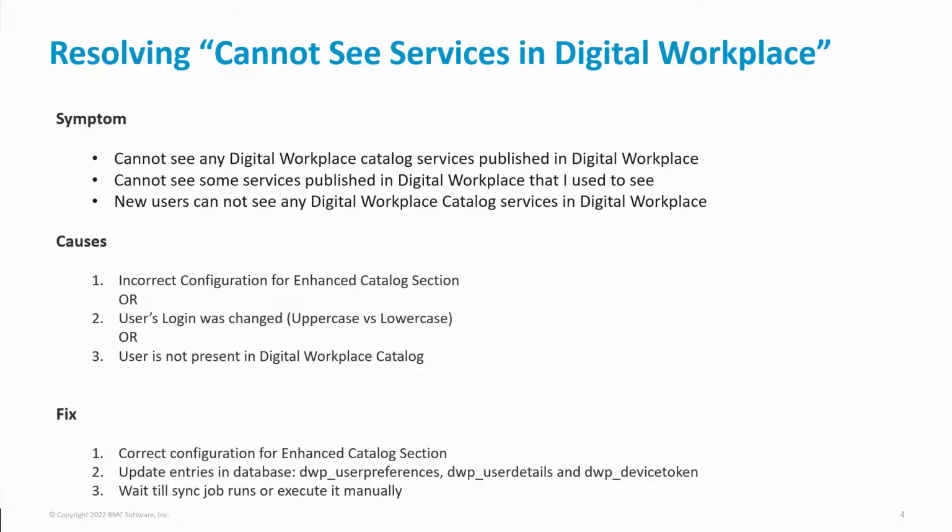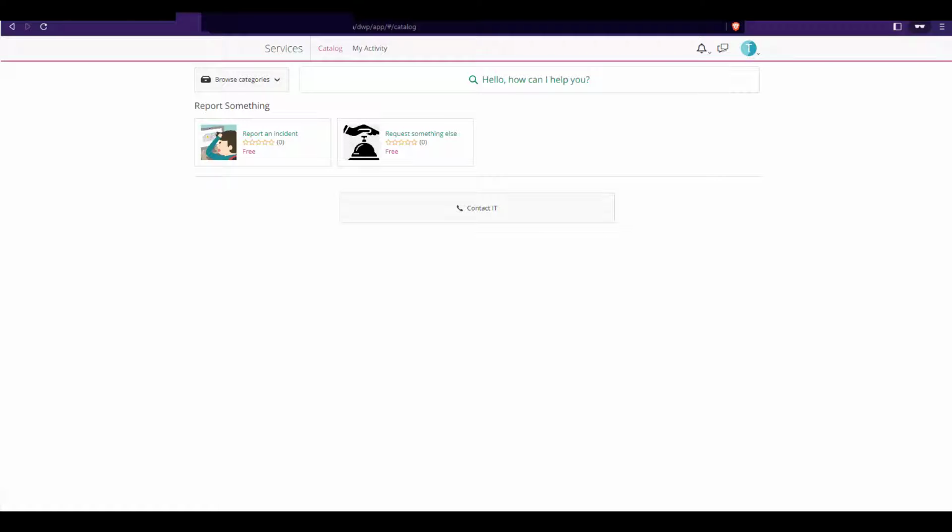Now let's proceed to demo these issues in a lab. I will use DWP version 2008. Now let's reproduce the first symptom, which is cannot see any digital workplace catalog services published in digital workplace. As we can see here, there are two digital workplace catalog services published.